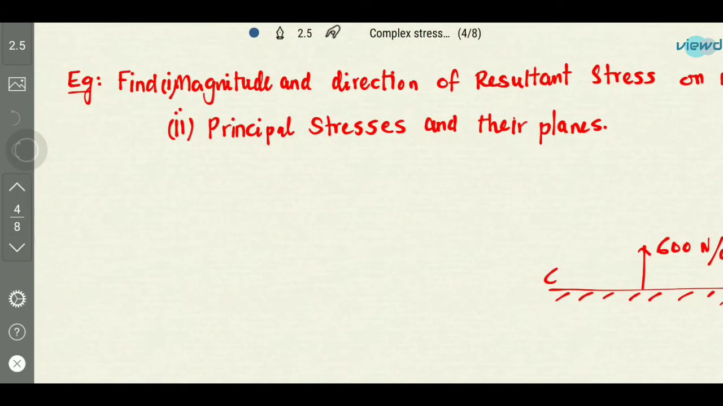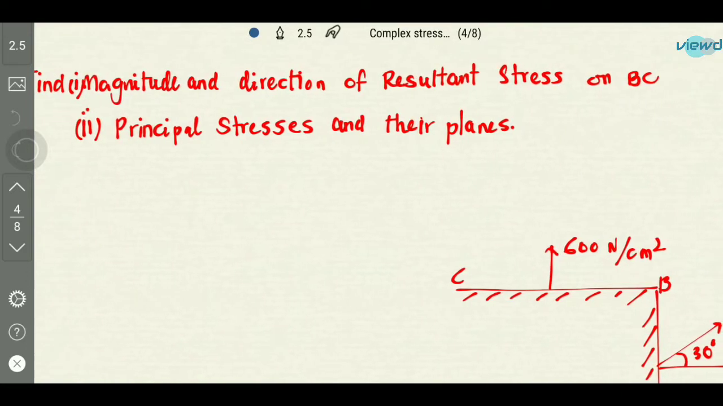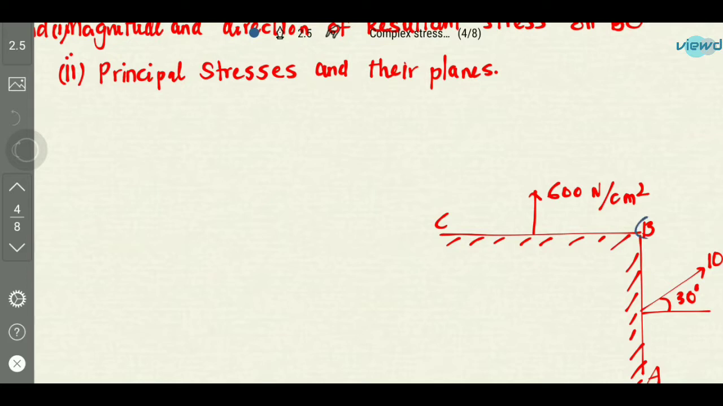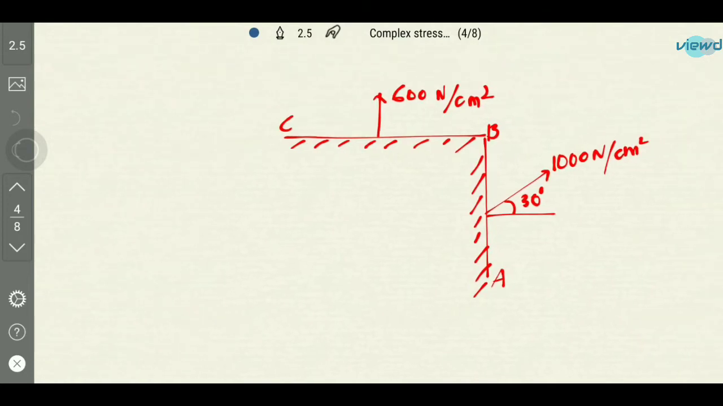The question is, find the magnitude and direction of resultant stress on BC. This is BC. Also find the principal stresses on their planes. We need to find the principal stresses and at what angle those planes are present. So how to find this? In general, we have sigma x and sigma y, but here there is sigma y, but the sigma x is given as 1000 Newton per mm. This is not the sigma x. We need to resolve this force into sigma x and the force in the direction of y. So we need to resolve this in this direction and in this direction.